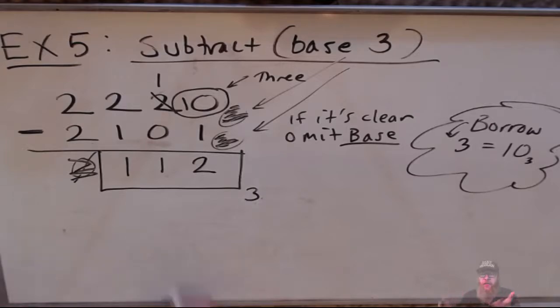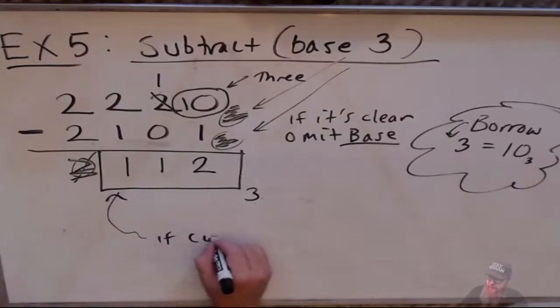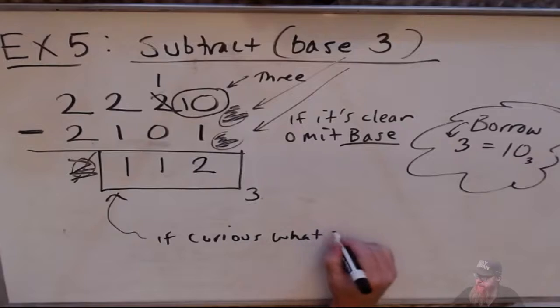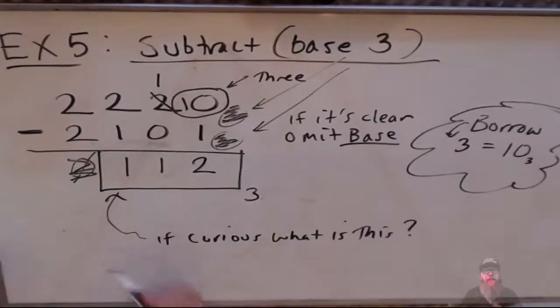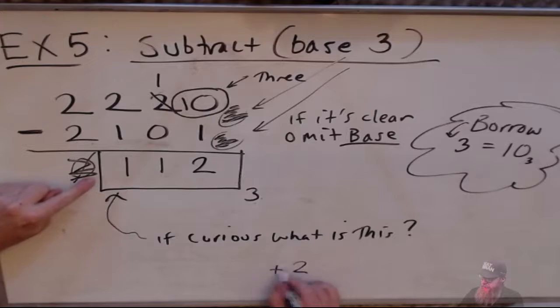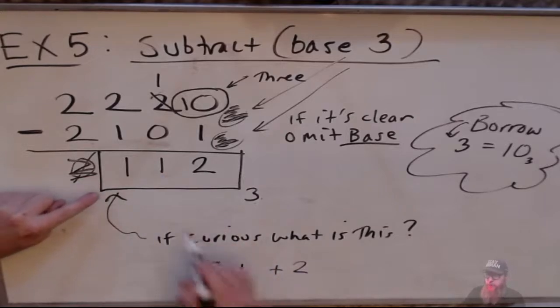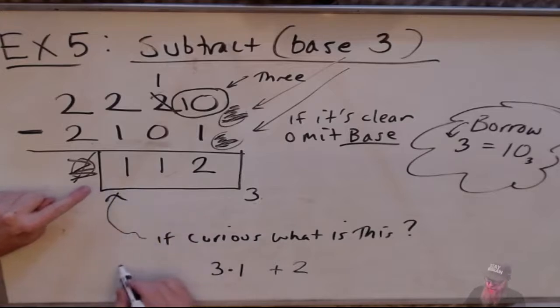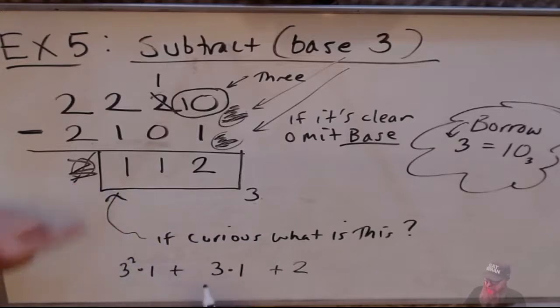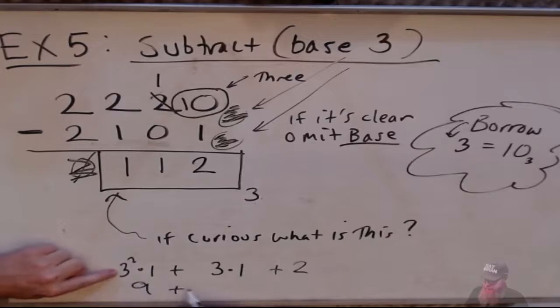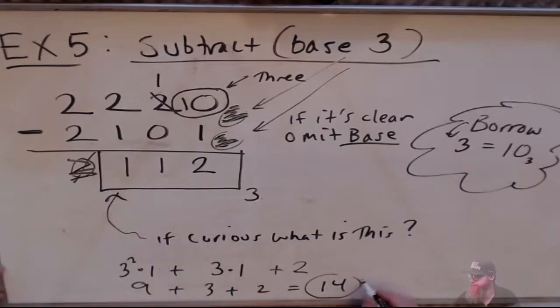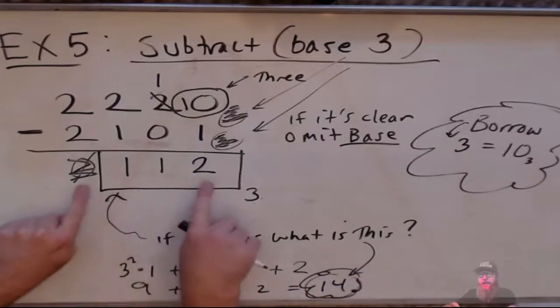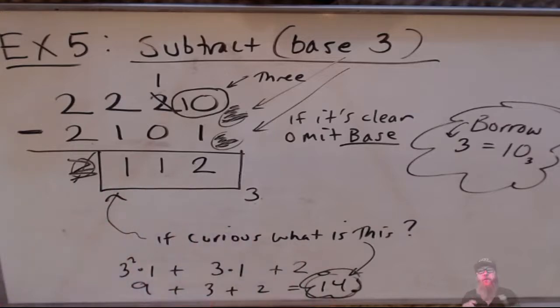At any time, if you're curious what your answer means, you can figure it out. The 2 actually means 2. The 1 means 3 times 1. And the other one means 3 squared times 1, so 9 times 1. So what this actually means is 9 plus 3 plus 2, so this actually means 14. Now don't write 14. It's just telling you, if you're curious, what does this number mean? It does not mean 112. It actually means 14.